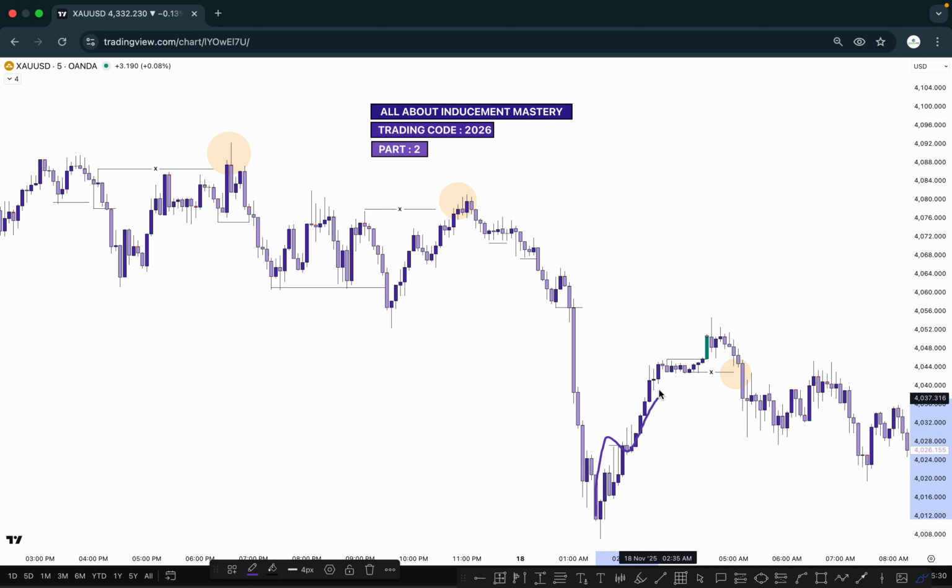Like this one, pullback, again go higher, again go higher. So this is an inducement. If the market continues to go higher, we can consider that the market is looking for a reversal to the upside. If the market is not able to push higher and creates lower lows, we can shift again into a bearish structure.